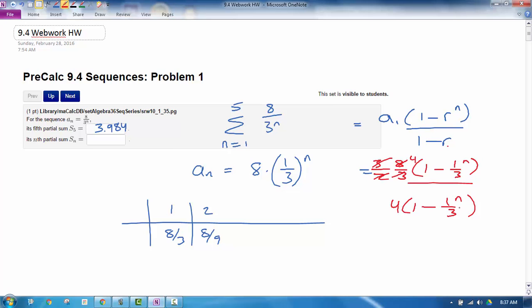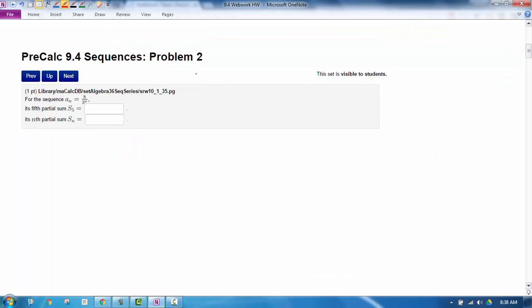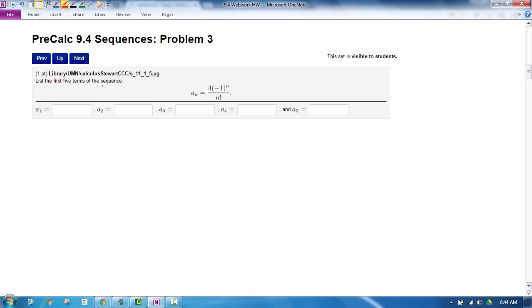Now to enter this in, I'm going to have to enter it using a bunch of extra parentheses like I did here. 1 minus 1/3 to the nth, so that 1/3 is in parentheses, and I'm raising that whole number to the nth power. And for some reason it looks like I included the same problem as problem 2 by accident, so sorry about that. Okay, the next problem wants us to list the first 5 terms of the sequence.